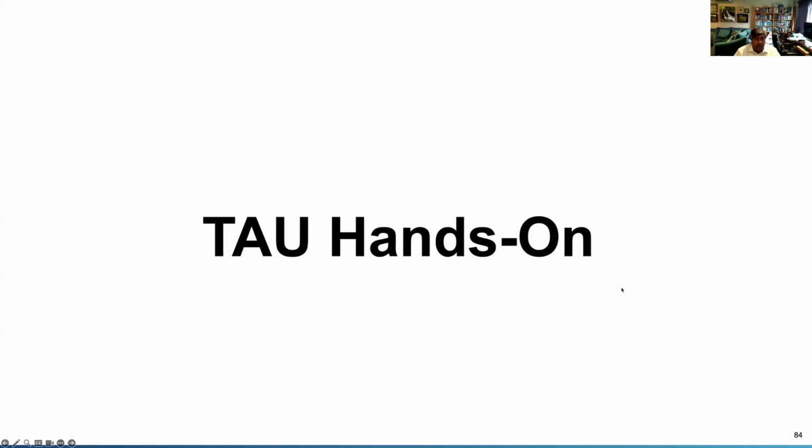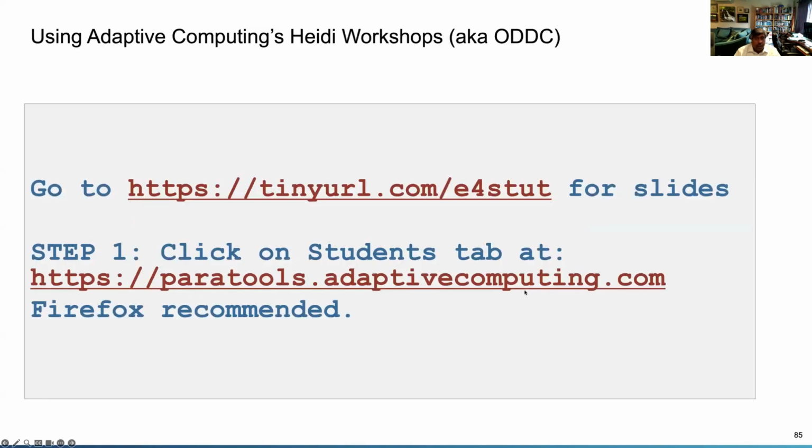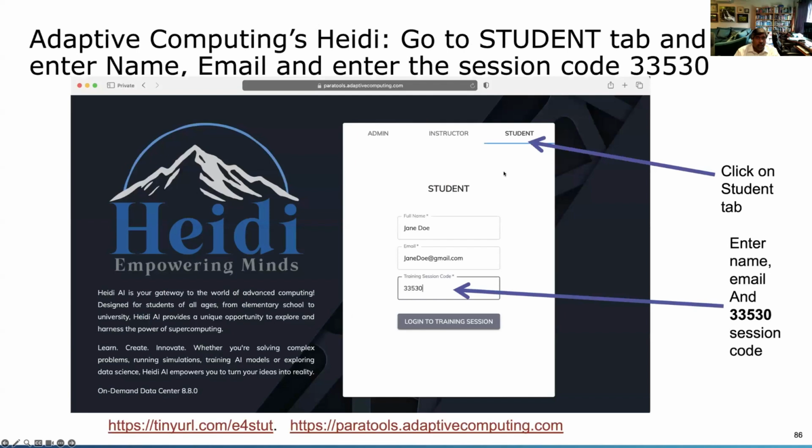And yes, you can all have a hands-on session. For the hands-on, you start with tinyurl.com/E4S-tute, get the slides. I hope you are all able to go here and then click on this paratools.adaptivecomputing.com. I recommend using Firefox. And you will see a screen like this. You just click on the student, put in your name and email, and put this session code that I have launched. This will get us an AWS cluster. And you can all log in using this 33530 session code.